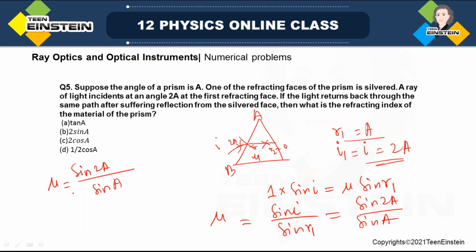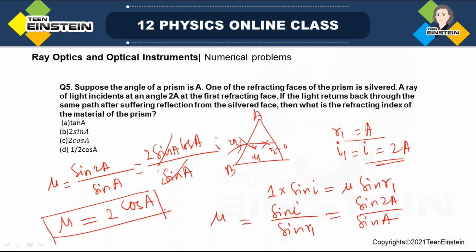If you simplify a little using the trigonometric identity, sine 2 theta means 2 sine theta cos theta. So sine 2A is 2 sine A cos A, divided by sine A again. So you just strike this out, and you will get mu is equal to 2 cos A. So this is the refractive index of the medium of the prism, or the material of the prism. This is how you have to solve numerical problems from this chapter.